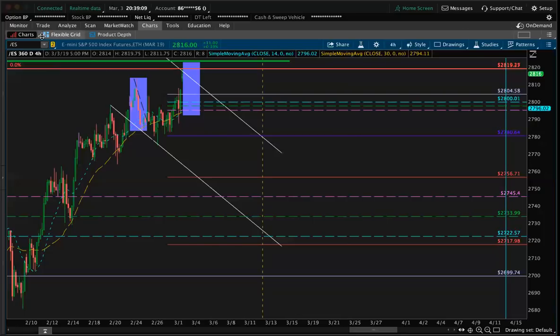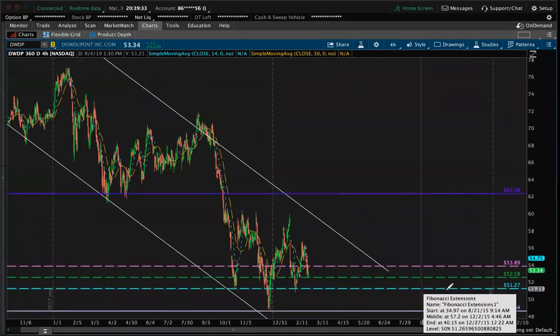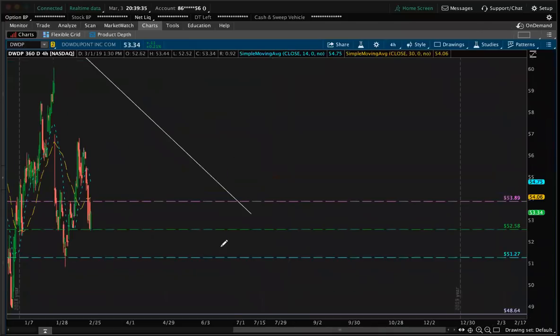So let's get into what we're going to be looking at this week. If a lot of you are familiar with DWDP, we've made some crazy money on this. This was actually a part of the time we actually had the challenge going on. There was a merger. We all made some serious money off of this one. It's back in view. Why? Because it looks very sexy. It's creating a nice inverted head and shoulders.